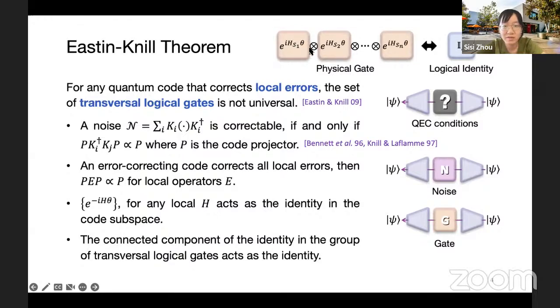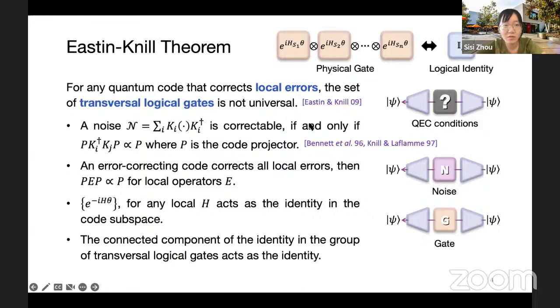So theta here can be some real number in the neighborhood of 0, and this type of gate actually forms a connected component of the identity in the entire group of transversal logical gates from the group theory perspective. So in that case, if this connected component acts as identity, as we've proven using the quantum error correction conditions, one can also prove that the set of gates that can be performed using transversal logical gates must be finite and therefore cannot be universal.